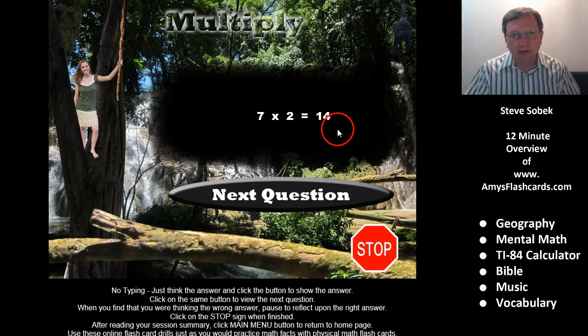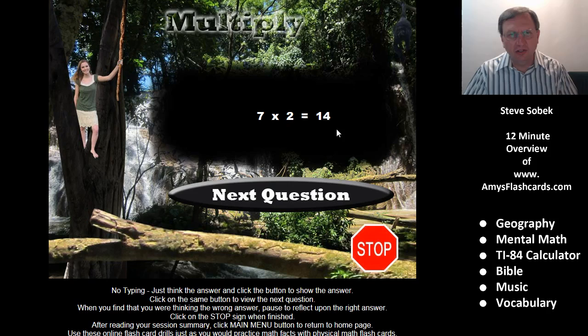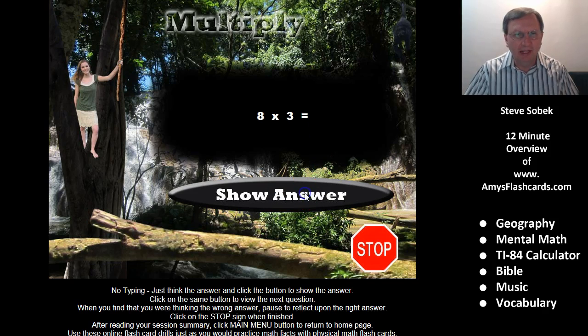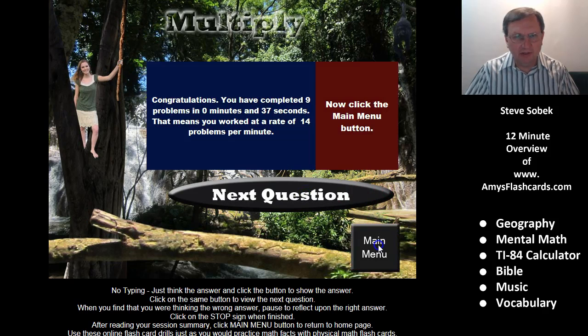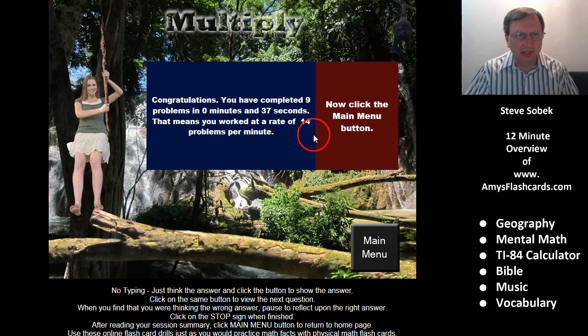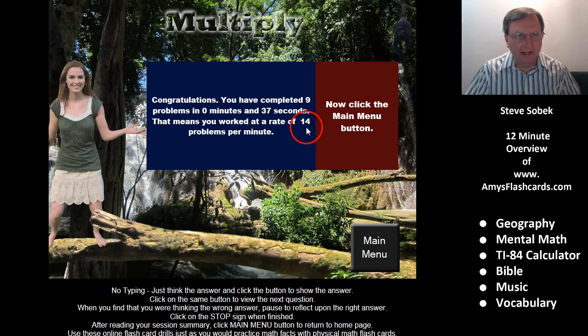And if you get one wrong, you stop, just like you would with physical flashcards. You stop and think about that right answer. Oh yeah, I should know 7 times 2 is 14. All right, let's keep going. And eventually, when you come to the end, you can work as long as you want. When you're ready to stop, you click on the stop sign, and you'll see some statistics, including how fast, the rate at which you have been working. And if you spend about 5 minutes a day on these drills, you'll find yourself rapidly increasing in speed and accuracy.